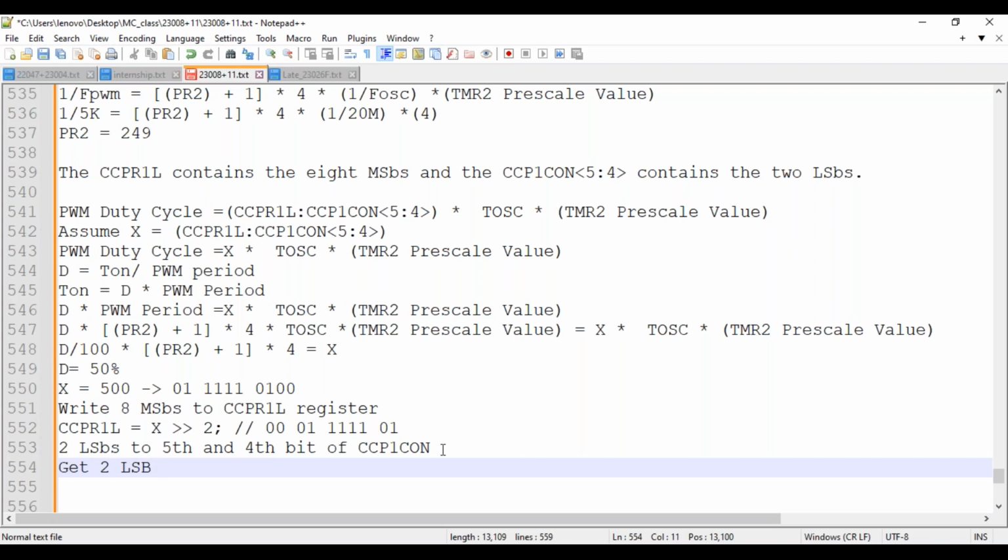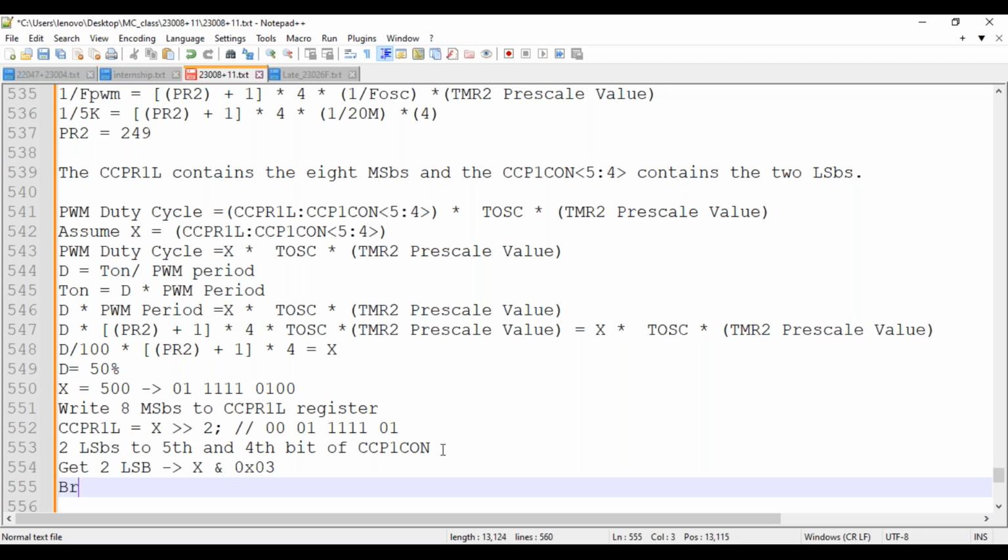Yes, so I have to AND with binary 1 and 1. Can I say 0x03? So to get two LSBs, can I say x has to be ANDed with 0x03? Okay, I will get two LSBs. Now I want to bring it to the 5th and 4th position. What should I do? Bring this to the 5th and 4th position.